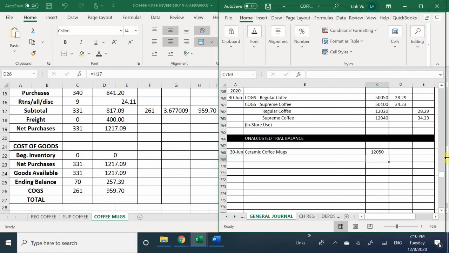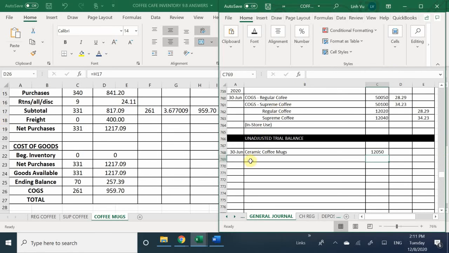Not under sales, because we've already sold it. We've already recorded the sales for our ceramic coffee mugs. Oh, but we haven't for the cost of goods sold. Cost of goods sold, correct.